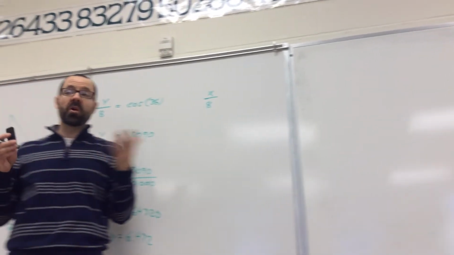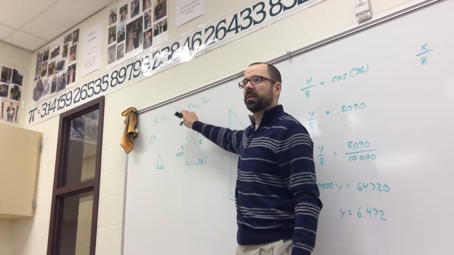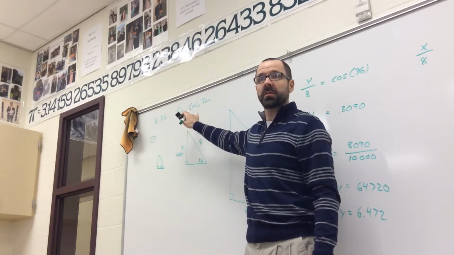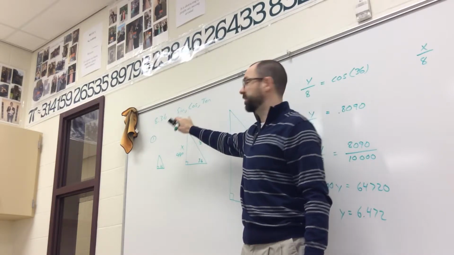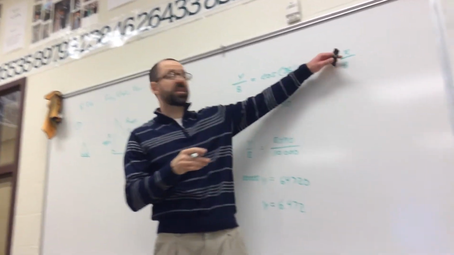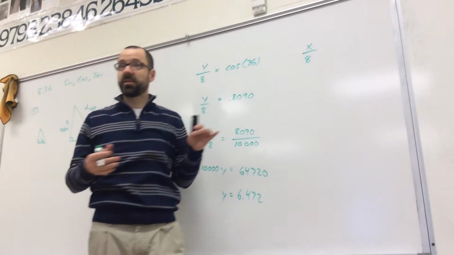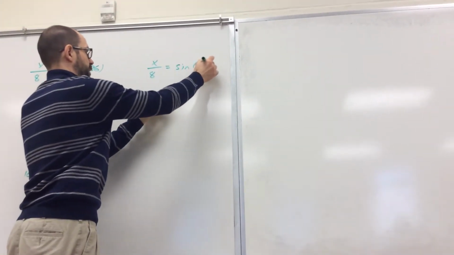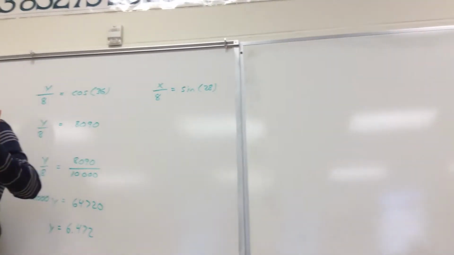All right, so from the ones we learned yesterday, remember we learned 3 fractions yesterday. Which one is opposite and hypotenuse? It's the sine. So we made the fraction opposite on top, hypotenuse on the bottom. So that means we made the sine fraction. So this fraction is the sine of 36.